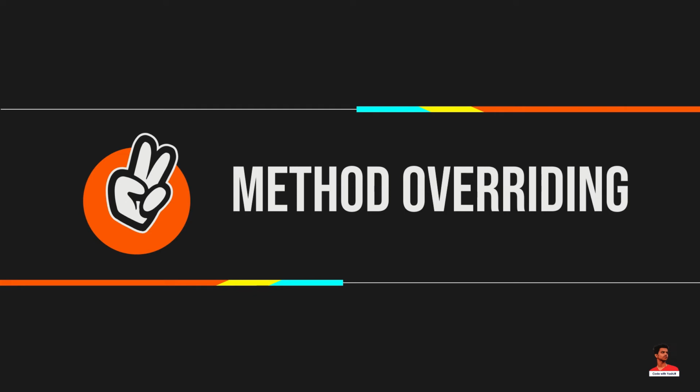If a subclass has the same method as declared in the parent class, it is known as method overriding in Java.